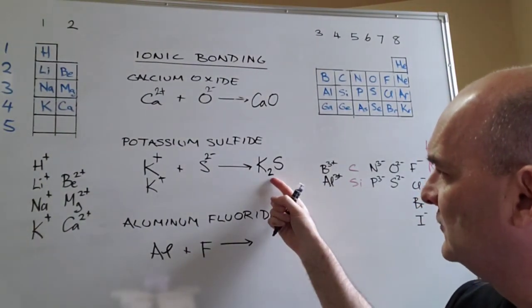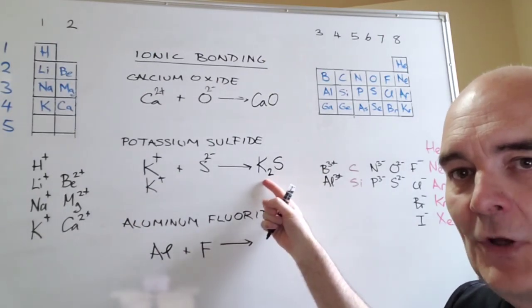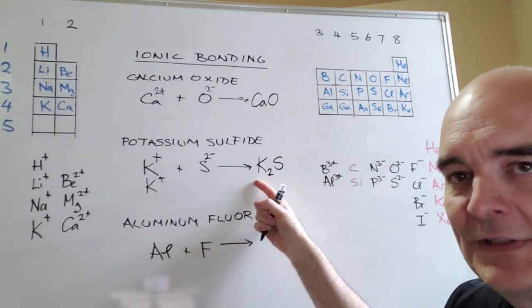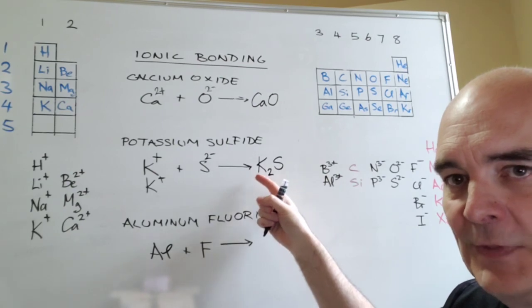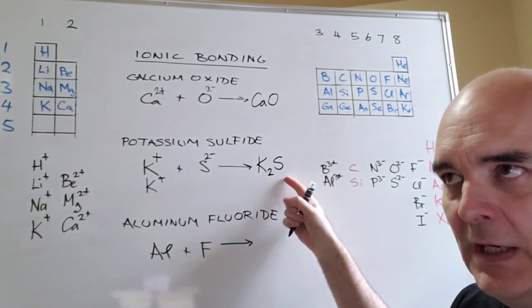Again, the subscript here multiplies only the atom that precedes it. So this tells me 2 potassiums for every individual sulfur.